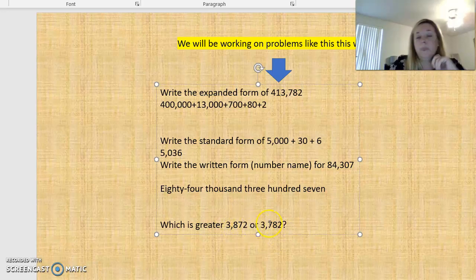And lastly, when we look at this, which number is greater, 3,872 or 3,782? We're going to look at the biggest place value first. They both have a 3. They both have 3,000. So then we go over to the hundreds. I have an 8 here and a 7 here. I know that 8 is greater than 7, so this is my larger number. So we're going to be working on problems like this this week.